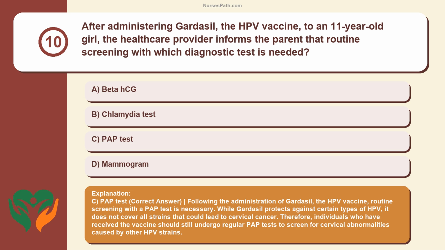Following the administration of Gardasil, the HPV vaccine, routine screening with a Pap test is necessary. While Gardasil protects against certain types of HPV, it does not cover all strains that could lead to cervical cancer. Therefore, individuals who have received the vaccine should still undergo regular Pap tests to screen for cervical abnormalities caused by other HPV strains.